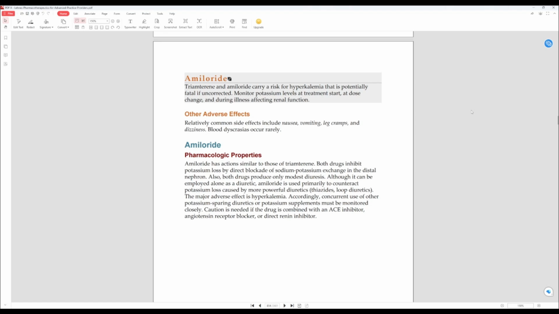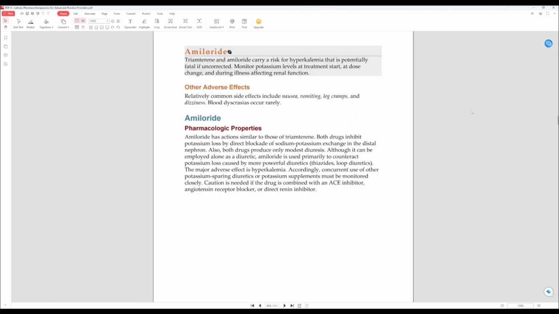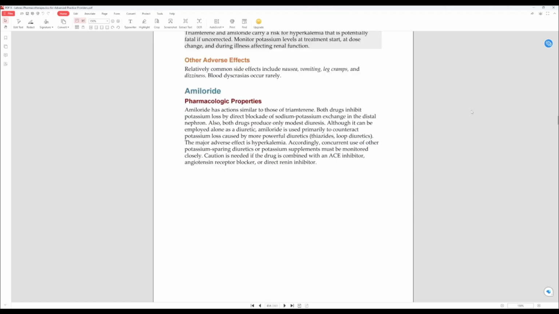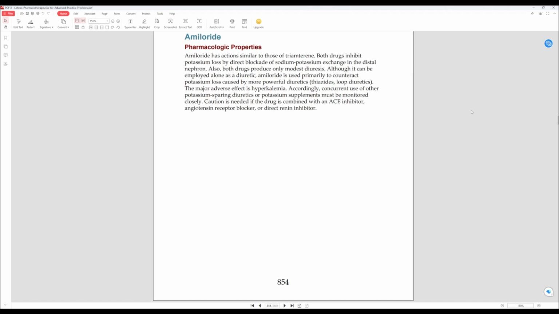Other adverse effects. Relatively common side effects include nausea, vomiting, leg cramps, and dizziness. Blood dyscrasias can occur, but rarely. Which brings us to our last medication, amiloride. Amiloride, the pharmacologic property, has similar action to that of triamterene. Both drugs inhibit potassium loss by direct blockade of sodium-potassium exchange in the distal nephron.